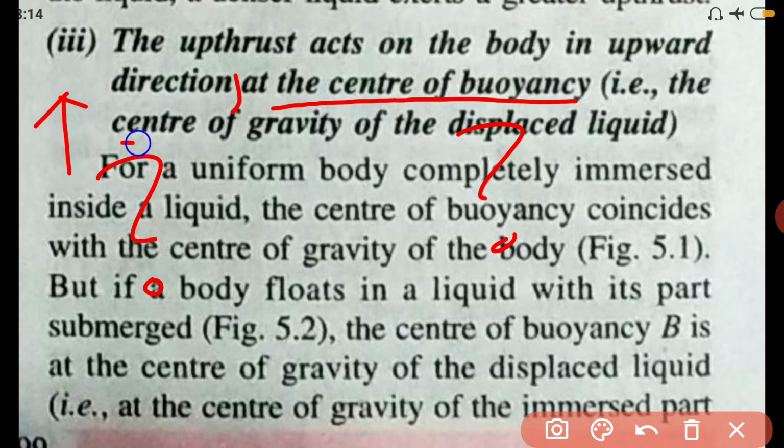That is the center of gravity. Again, another question: what is center of gravity? So we have three questions here. First thing, where should it act? They are telling us it should act at the center of buoyancy, right?